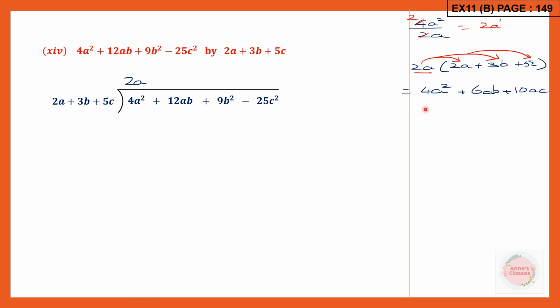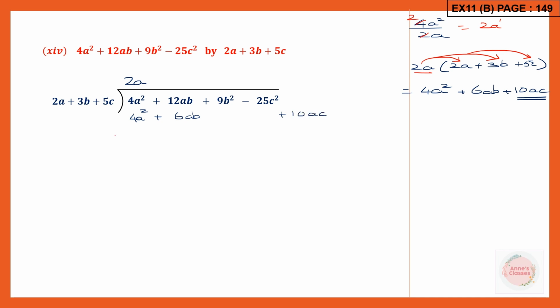Now we are going to write this below the dividend, but be careful, you need to write it below like terms. That means a square should come below a square. AB also should come below AB. So carefully do it. So let's start by writing 4a square. So we have 4a square here. These two are like terms. 6ab, okay, you can write it below AB. They are like terms. But look at the next one. Here we have 10ac and here we don't have AC. That means you have to make another column there for 10ac. So let's write that as plus 10ac.